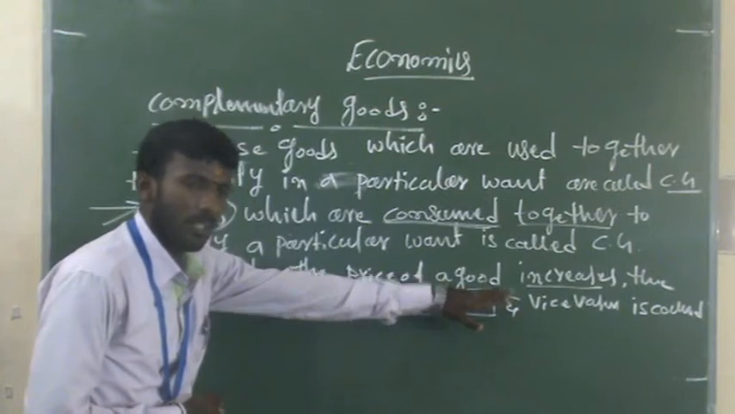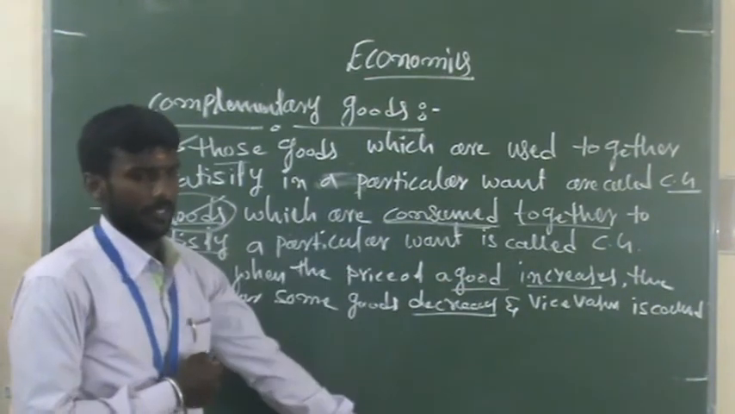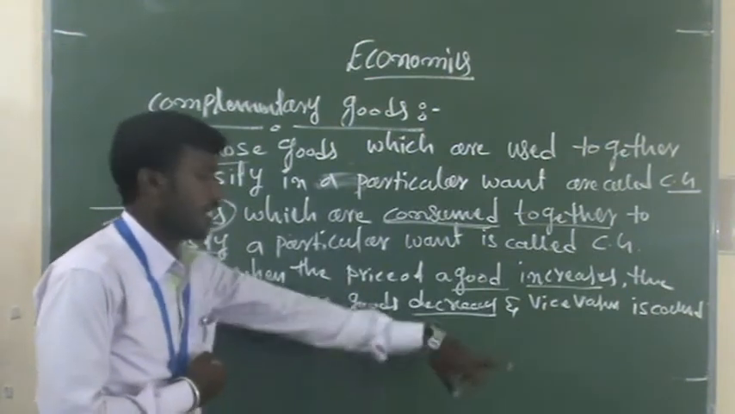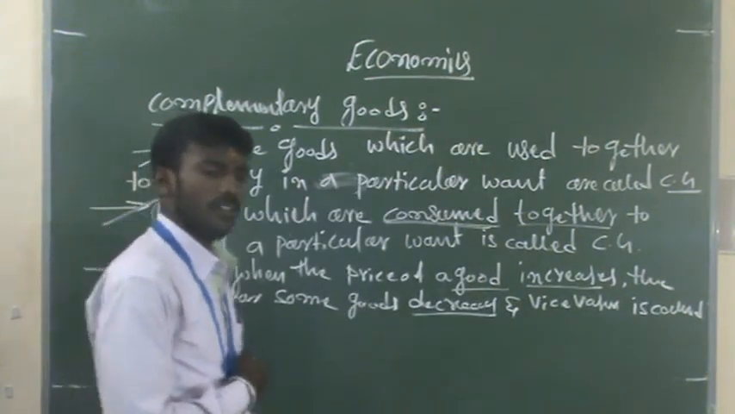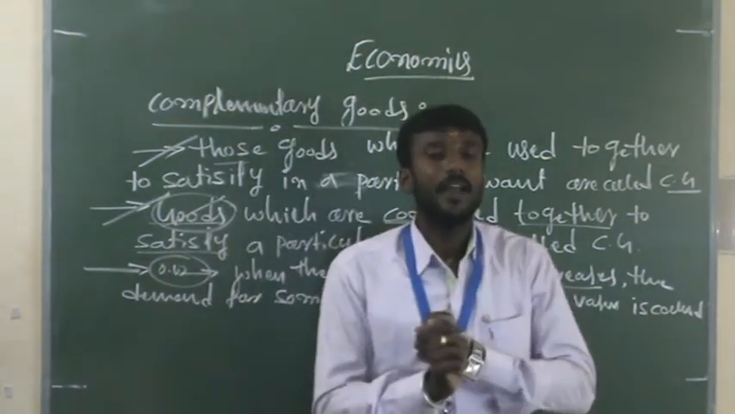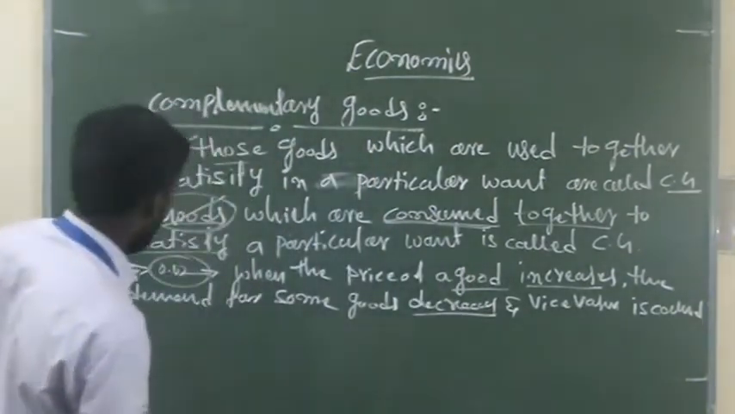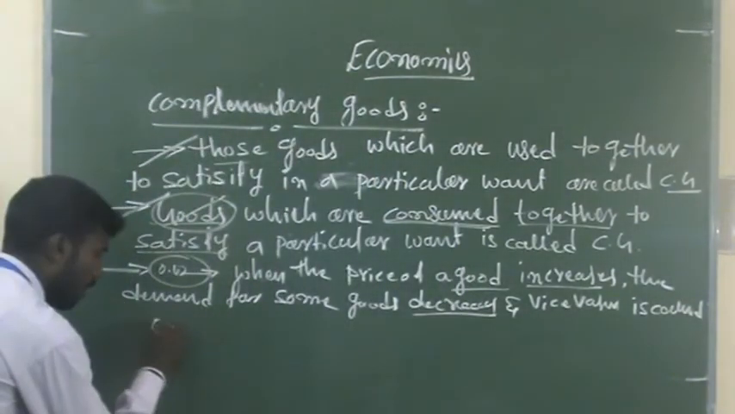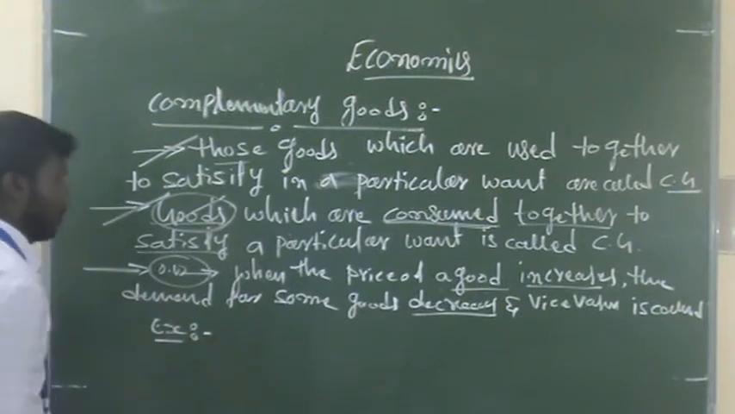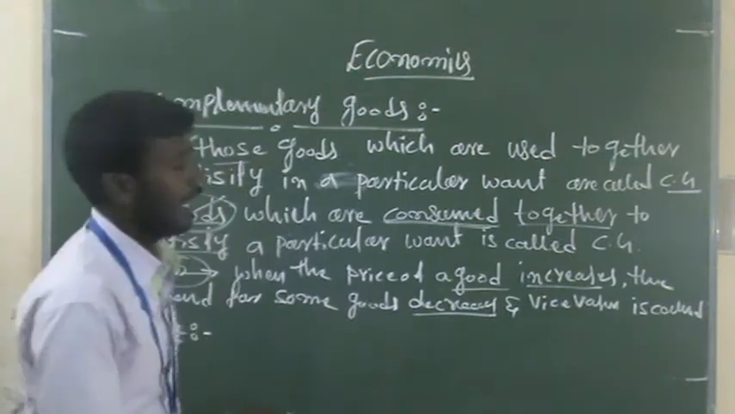Why? Simply, how do you know: price increases, demand will decrease. While the price decreases, demand will increase. So here the price of the good and the quantity of demand for a good, these two have a negative relationship. So now, some examples of complementary goods here: tea and sugar.